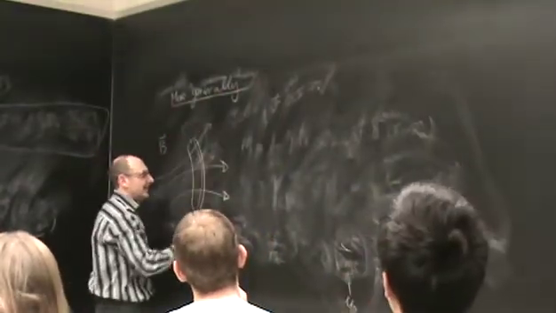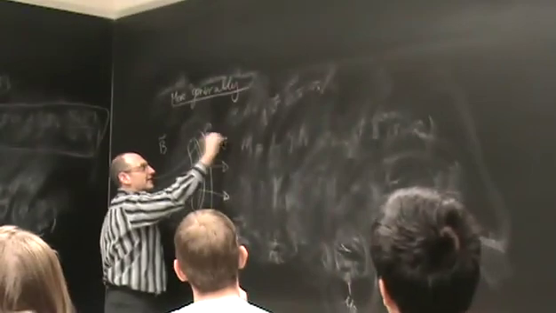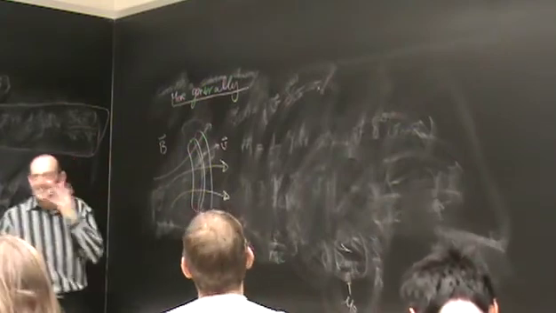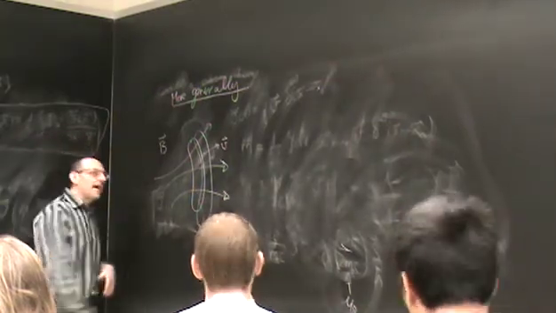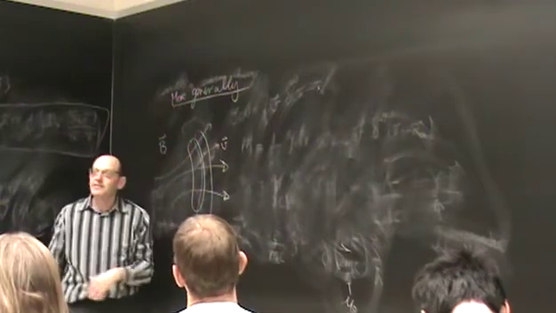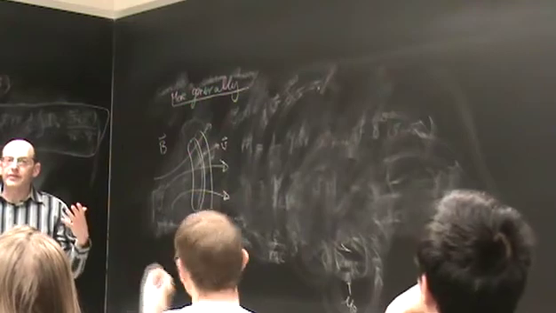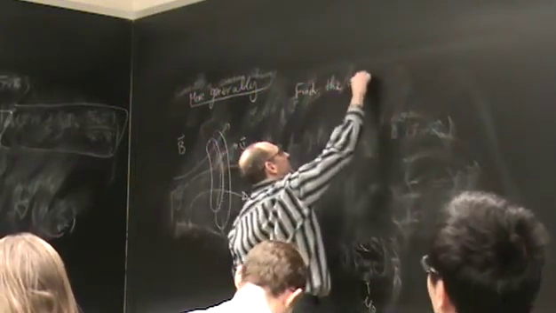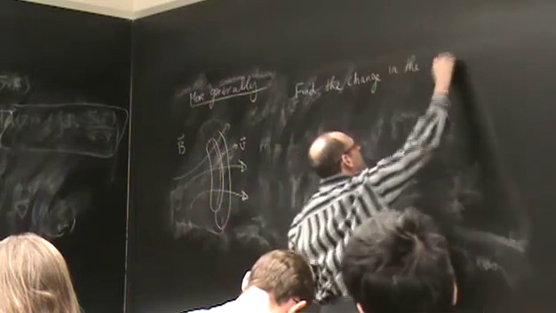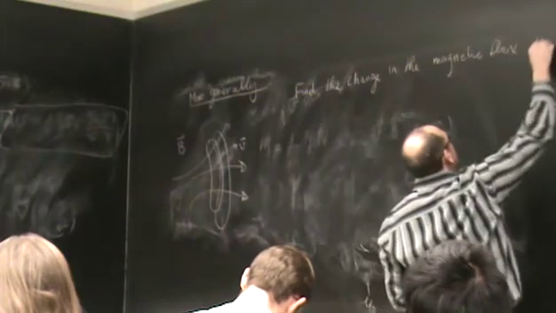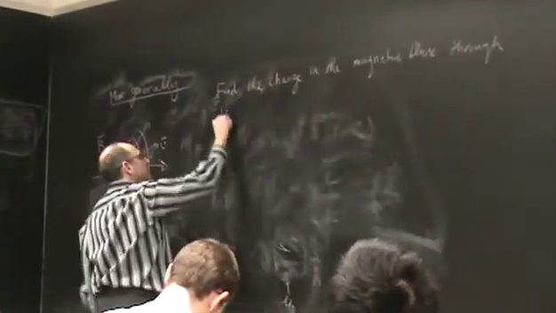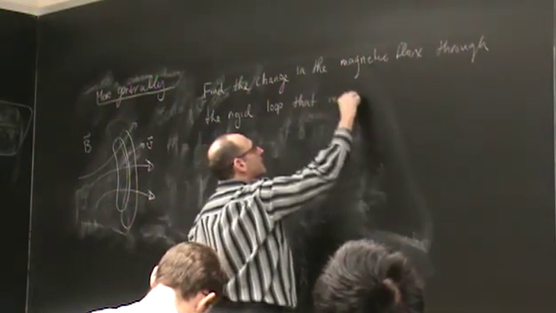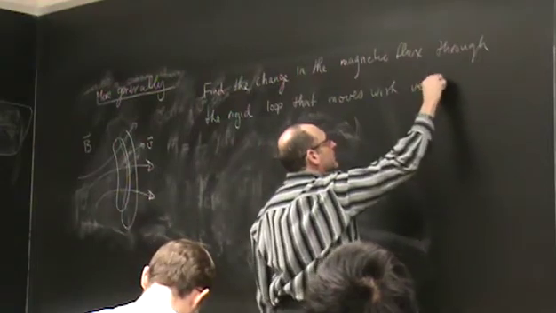Here it is at a different time. So the loop is moving with some velocity v. It's not supposed to stretch. Sorry, it's supposed to be the same loop. It's a rigid loop. Sorry. But you get it. So now the thing I want to calculate is, as this loop moves through space, what is the change in the flux of the magnetic field through that loop? That's the problem. Find the change in the magnetic flux through the rigid loop that moves with velocity v.